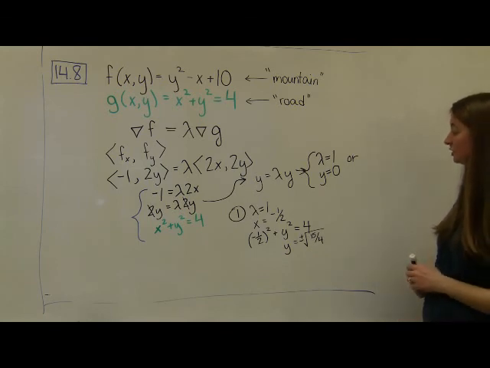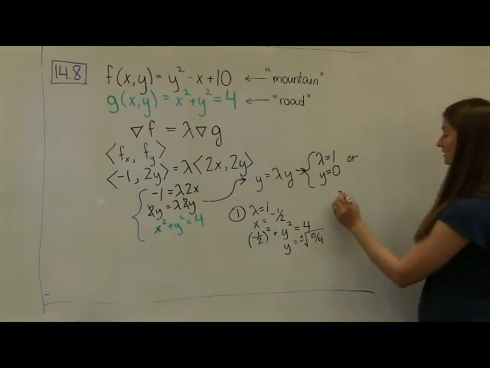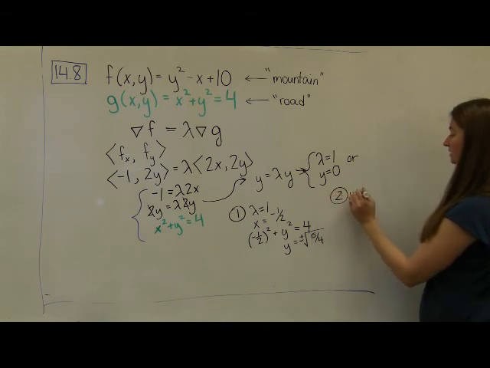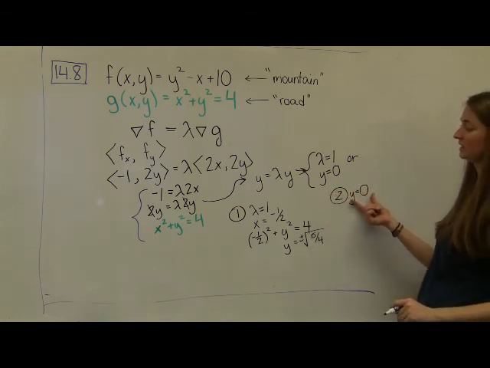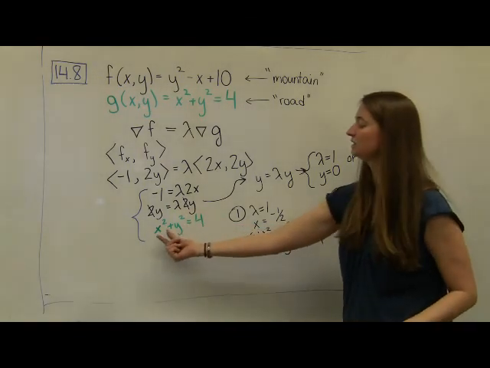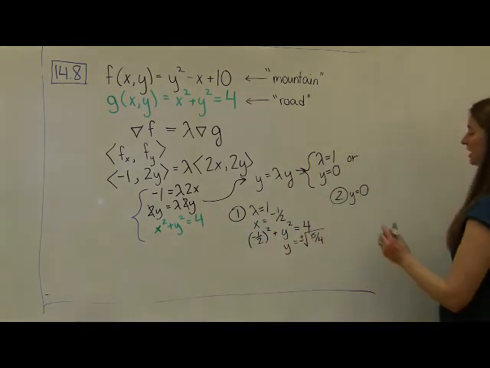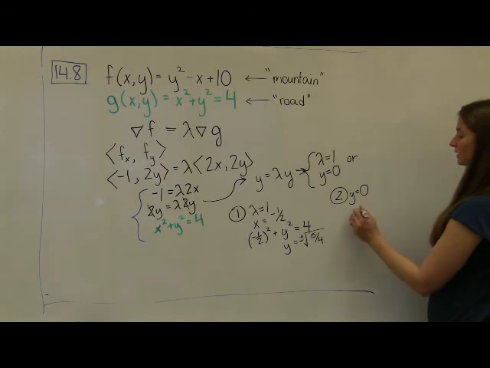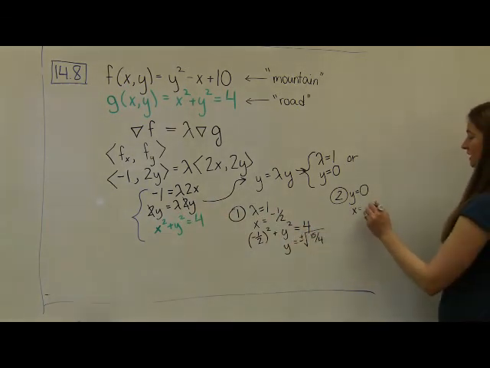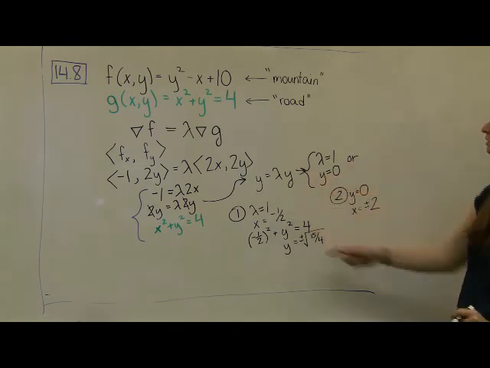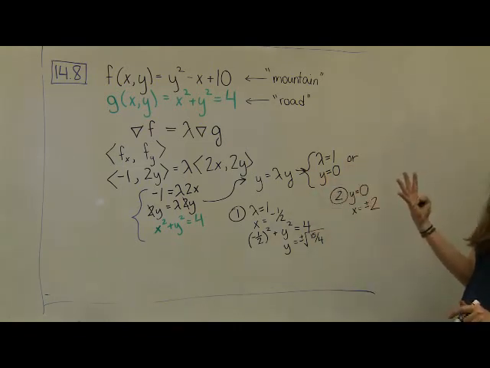Another possible solution would be when we take case 2, that y is equal to 0. What happens when y equals 0? Well, this is actually an easy case. We can plug y equals 0 directly into our constraint function, and we'd see that if y equals 0, then x would be equal to plus or minus 2. I can do that in my head by taking the square root of both sides. Plus or minus 2. So notice that all of this work gives us 4 different solutions.